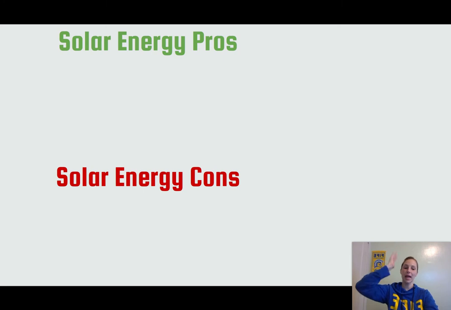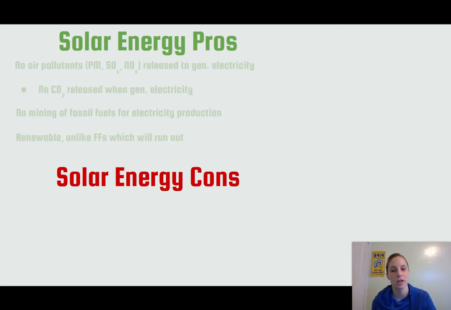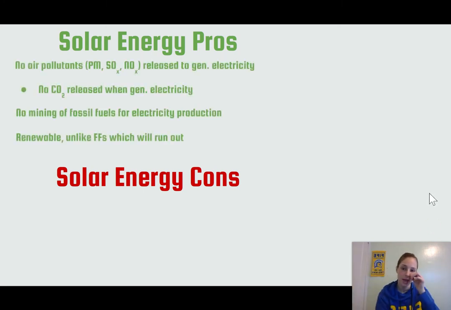Now, there are pros and cons to solar energy, and we're going to go through both of them. So the pros of solar energy, first of all, there are no air pollutants from this during our electricity generation. So we don't have any carbon dioxide release when we're generating electricity. We don't have particulate matter. So overall, the air's a better place.